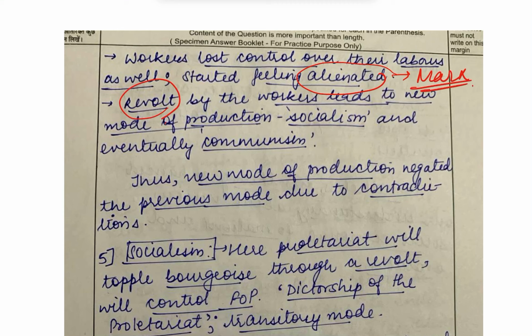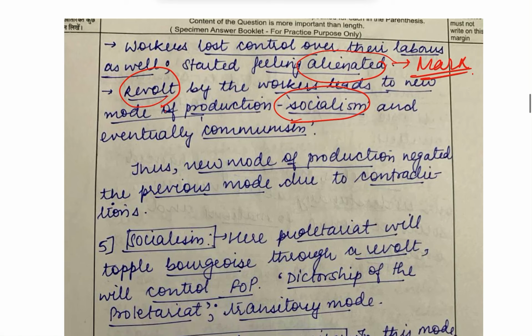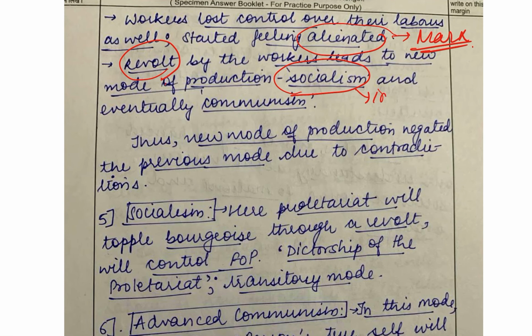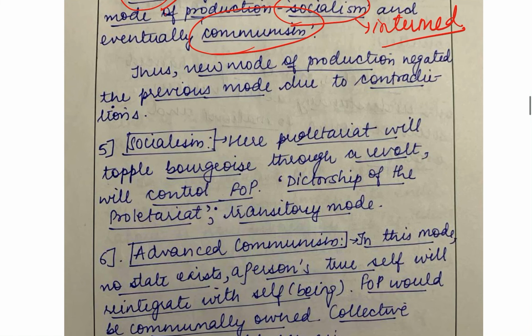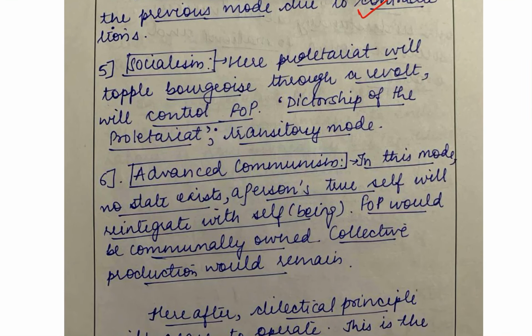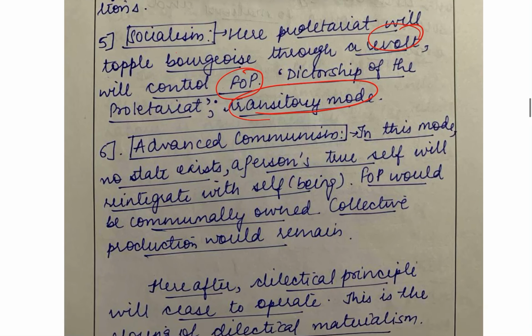So workers revolted and a new mode of production, that is socialism, emerged, and this is an intermediary phase, and after that the final stage is again communism. Thus the new mode of production negated the previous mode of production due to contradictions. Socialism: here the proletariat will topple the bourgeois through revolt and will control the forces of production. Dictatorship of the proletariat will happen, and this is a transitory mode as we discussed earlier.